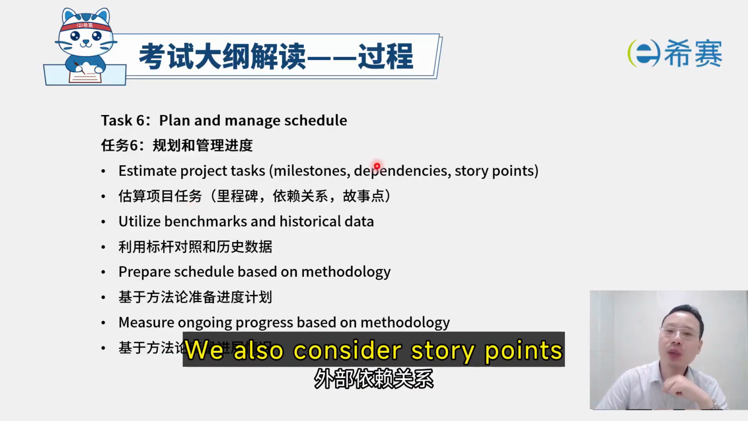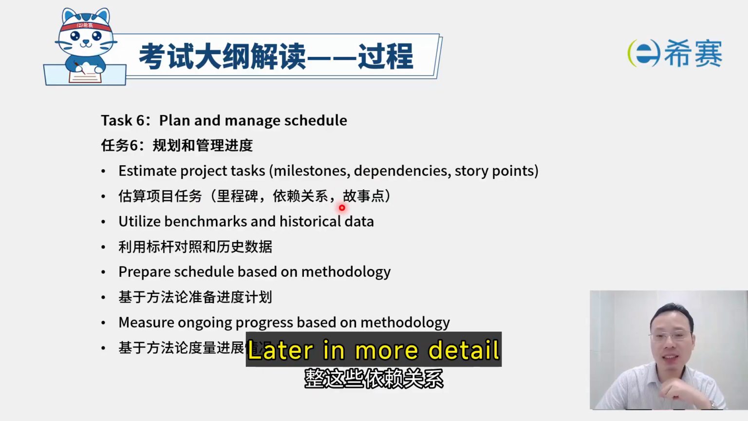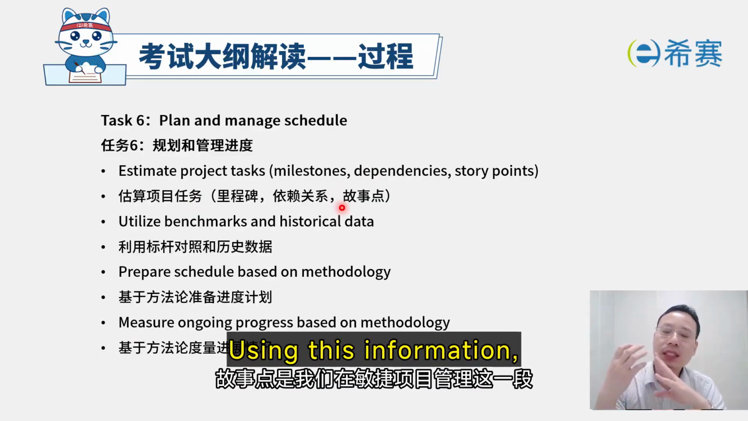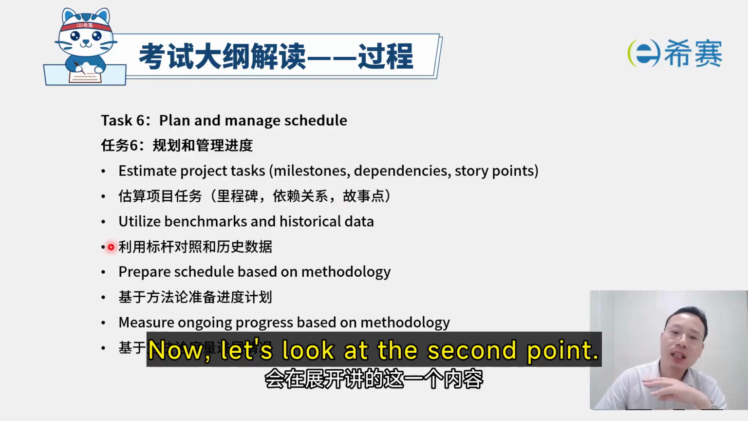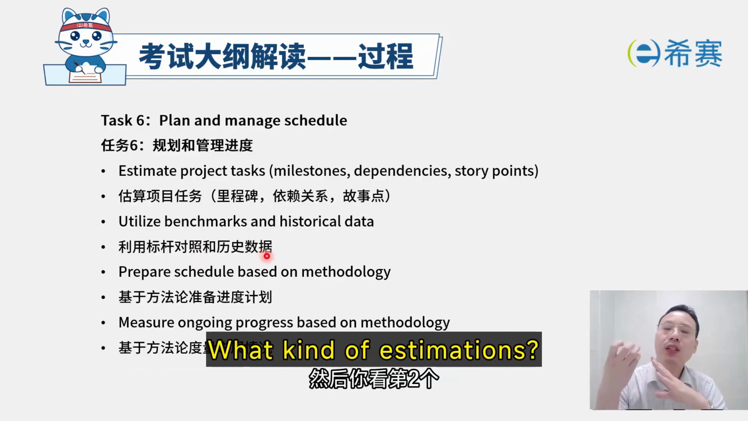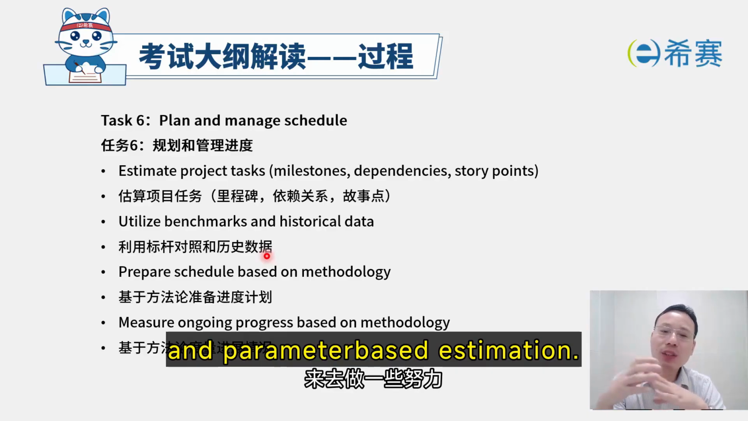We also consider story points. We'll cover story points in the Agile management section later in more detail. It's basically a measure of functionality. Using this information, now let's look at the second point. We use benchmarking and historical data to make estimations. What kind of estimations? Comparative estimation and parameter-based estimation. That's the gist of it.